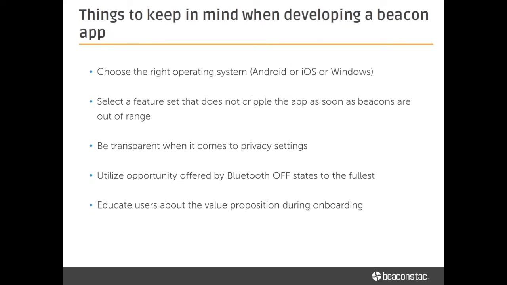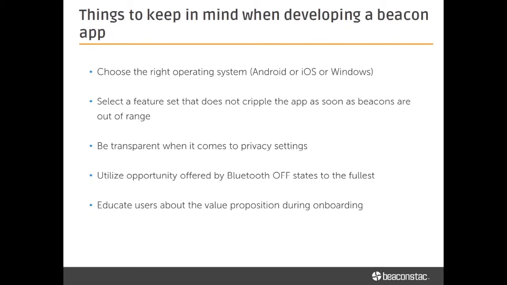Again, choose a feature set that keeps in mind the limitations that beacon technology has. Say, for example, the accuracy, the exact accuracy that you can expect from beacons, they're not really pinpoint. So you need to keep that in mind when you're thinking of features.